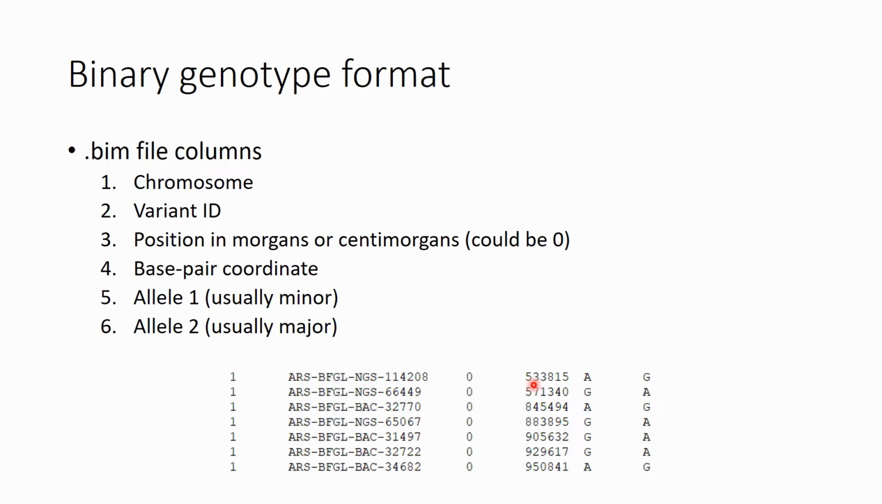The next file that is also required for the binary genotype format is the .bim file. It also has 6 columns. The first one is the chromosome, then the variant ID, which is basically the SNP name. Then the position in Morgans or centimorgans. This could be a 0 if it is not known; if it is known, of course, it's fine, otherwise it could be a column of zeros. Then there is the base pair coordinate, which is basically the SNP position, and then allele 1 and allele 2. In this file each line is a SNP, and it basically gives you the map position, so the SNP coordinates.